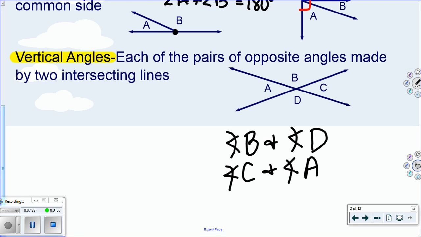What did I listen to? We did talk about this last year. Okay, so that means that angles B and D are equal to each other. Angles A and C are equal to each other.